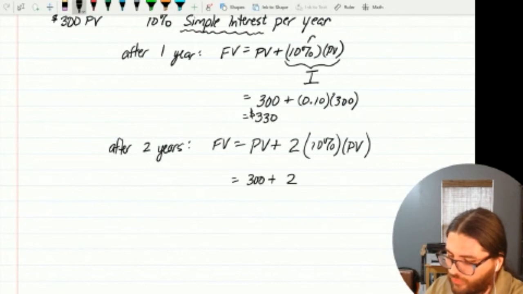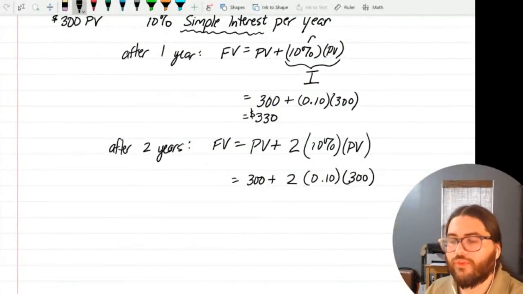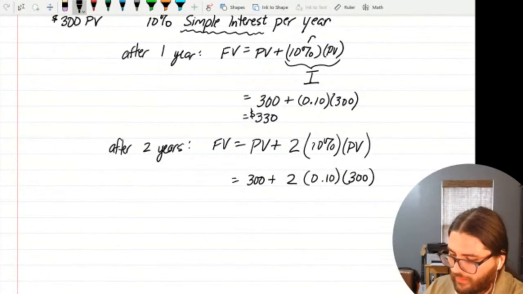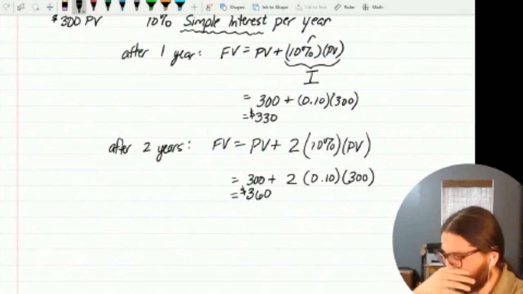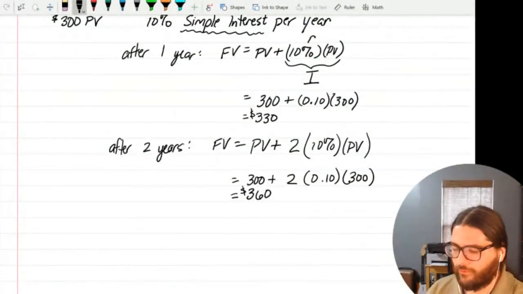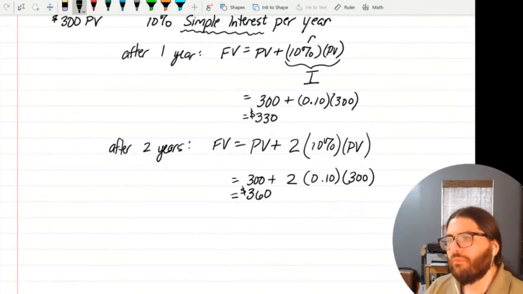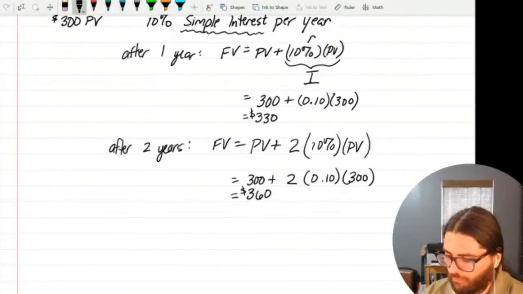300 plus 2 times the decimal times the present value, 300. Go to my calculator really quick, type that in, and I get $360. So that's not too bad.